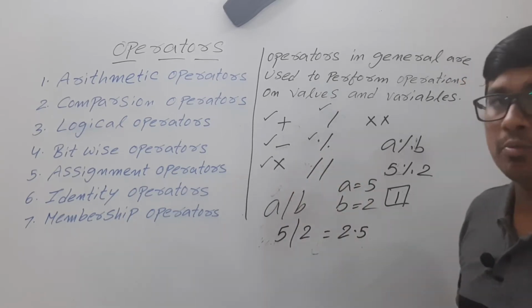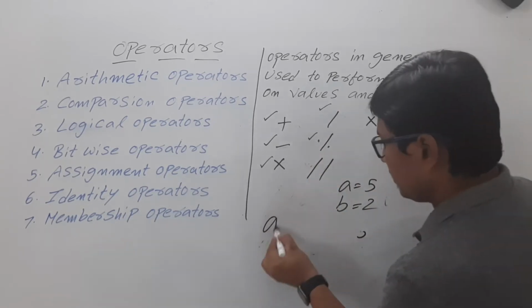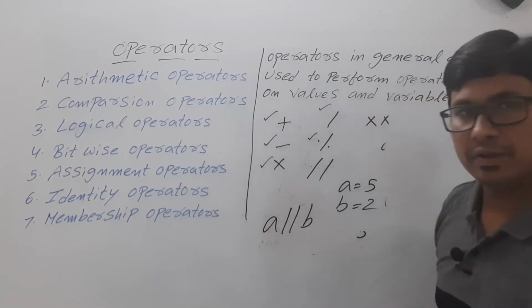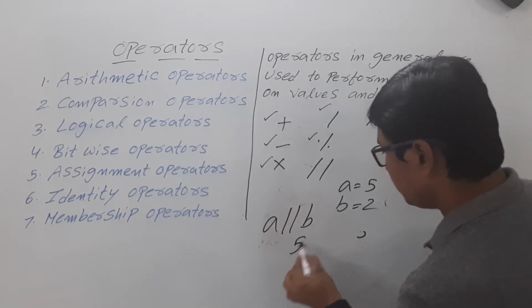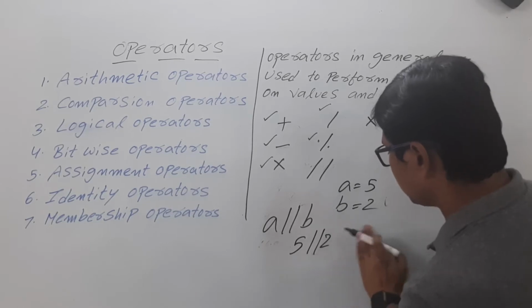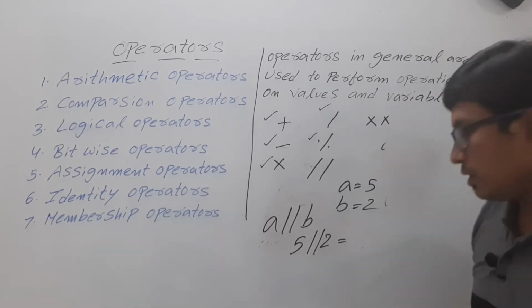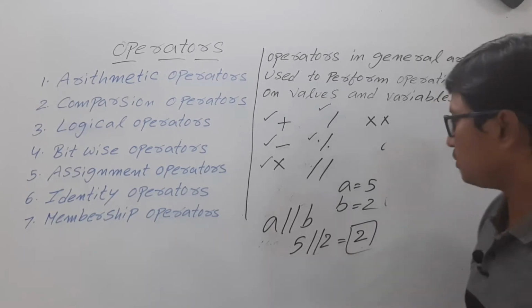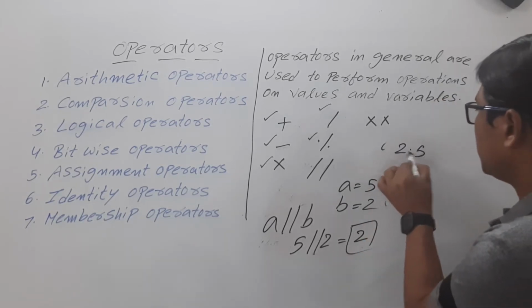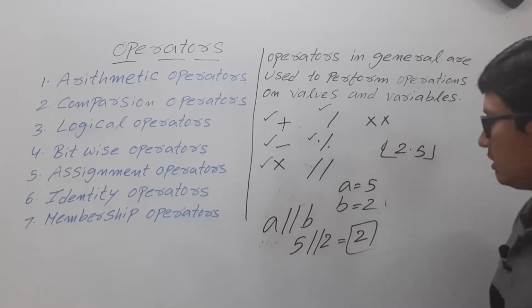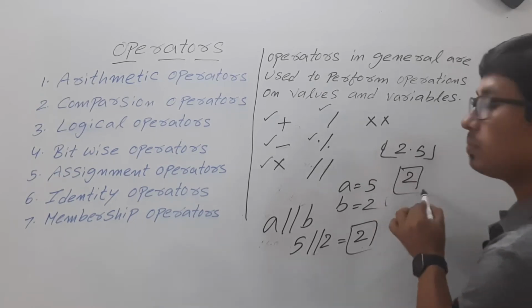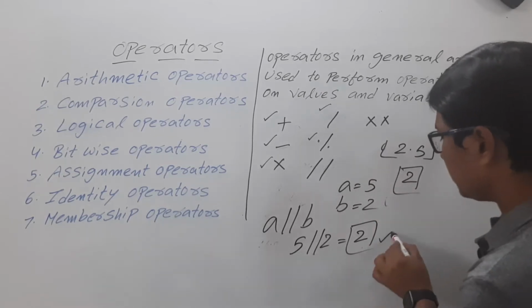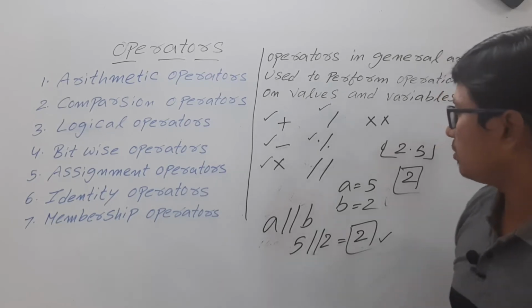Now let me discuss the floor division. If you write a floor division b, then 5 floor division 2 is equal to 2. Why is that? Normally if you do 5 by 2 you will get 2.5. If you perform the floor operation you will get the value 2. Is it clear? So it will give you the integer. Okay, are you able to understand?